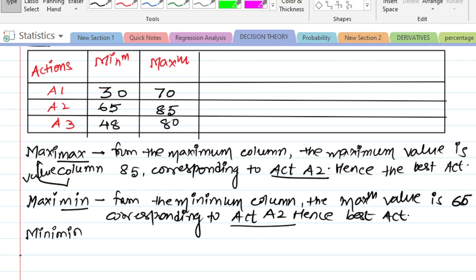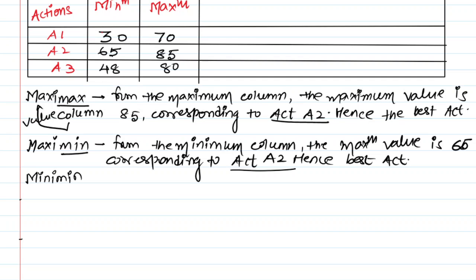Okay. Next is Minimin. What do you mean by Minimin? From the minimum column, I am going to select the minimum value. Yes, we are going to select the minimum value from the minimum column.